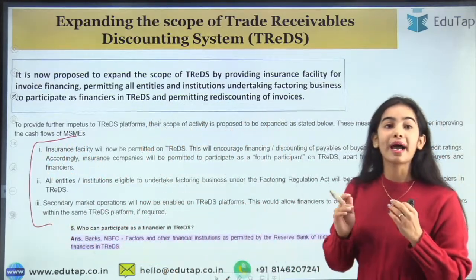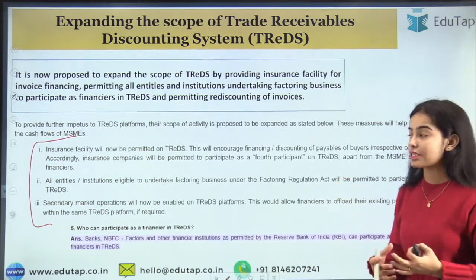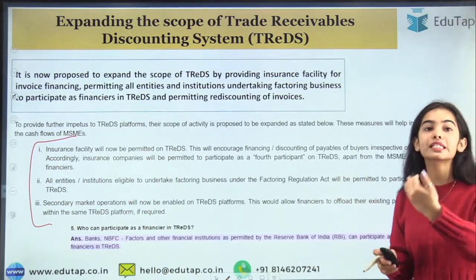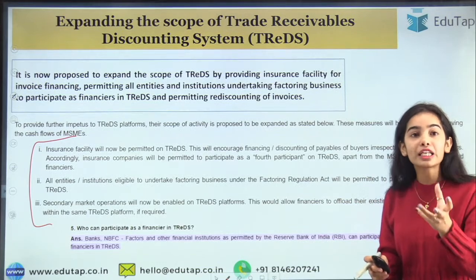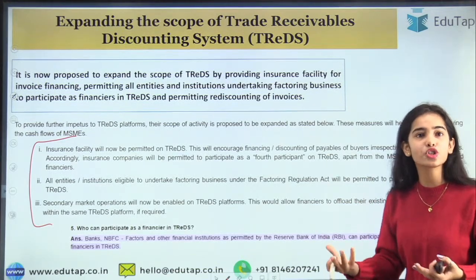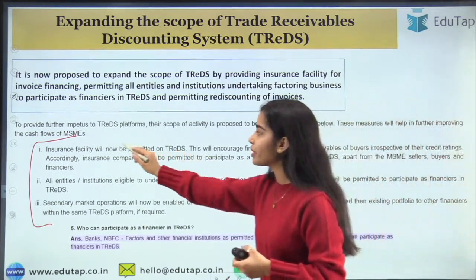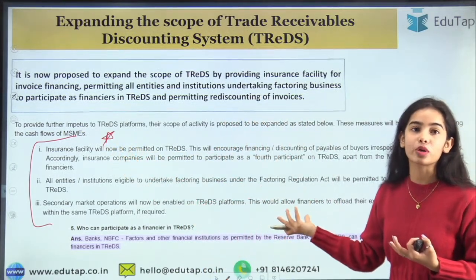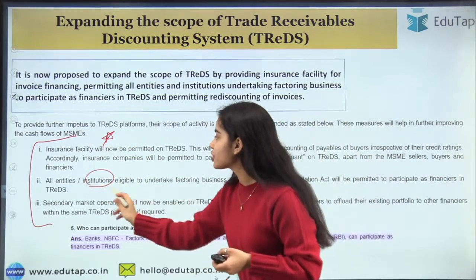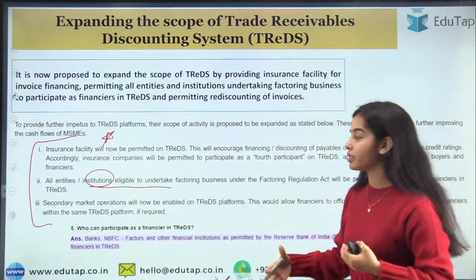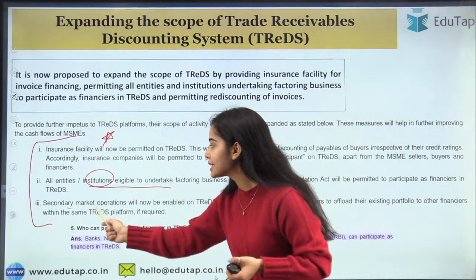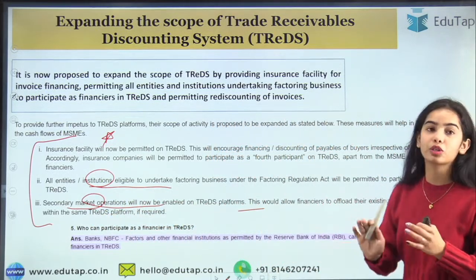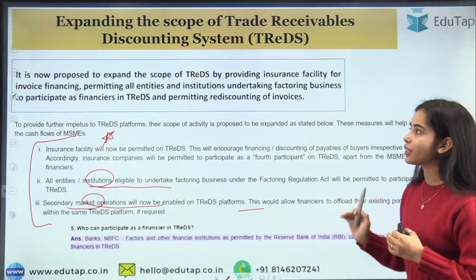So there were only three expansions that were taken by the Reserve Bank of India for the TReDS. So first was that the insurance facility will be provided in the TReDS, but insurance facilities will be provided by the insurance companies. The government is not backing the TReDS, nor backing the invoices. Okay, all entities, institutions eligible, they can come in the TReDS as the financiers. Secondary market operations will now be enabled on the TReDS platform. So this is all that you need to understand.